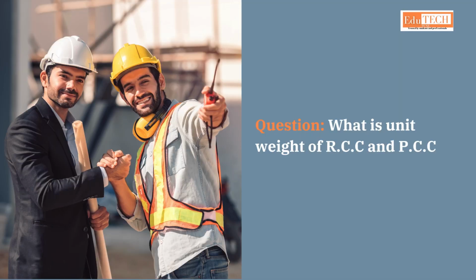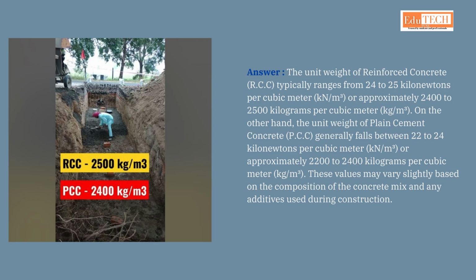Question: What is the unit weight of R.C.C and P.C.C? Answer: The unit weight of reinforced concrete, R.C.C, typically ranges from 24 to 25 kilonewtons per cubic meter, kN/m³, or approximately 2400 to 2500 kilograms per cubic meter, kg/m³.